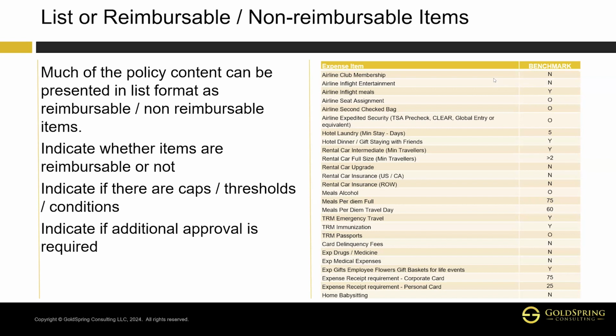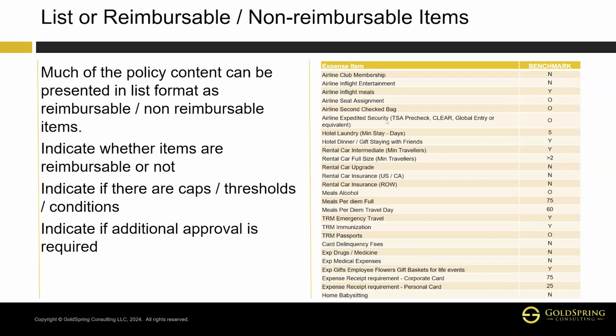So, for example, typically on the list of reimbursable, non-reimbursable items, airline club membership or airline in-flight entertainment, right? They're almost exclusively not reimbursable. Airline in-flight meals, yes, right? Normally there's a commentary about it's part of the per diem or something like that. Airline seat assignment is something we're seeing more optional. Sometimes yes, sometimes no, right? That's more of a decision point. So this can be a great guideline for you, right?